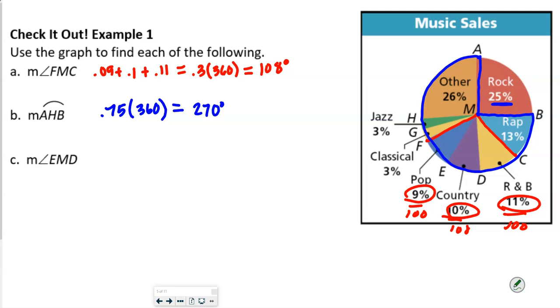All right, our last one. Go ahead and do this. Come back to me when you're done. EMD. So we got E here, M is there, and D is right there. Okay, so we're just talking about one little segment of the pie this time, right? So this is 0.1, and again, we're looking for the angle. So 0.1 times 360 is going to be equal to 36 degrees, okay? If you have any questions, ask now, okay?